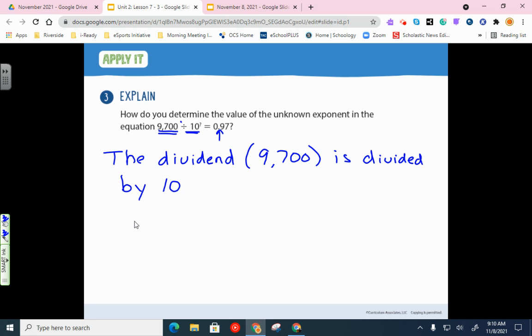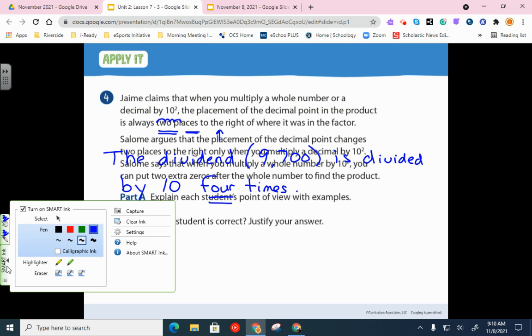Well, that means we have to take the decimal and go 1, 2, 3, 4 jumps over. So that meant we divided it by 10 4 times to get the answer of 97 hundredths. Sometimes they'll ask you questions like that where you have to come up with the exponent. All right, let's go to the next page. Again, these are very short notes for today.